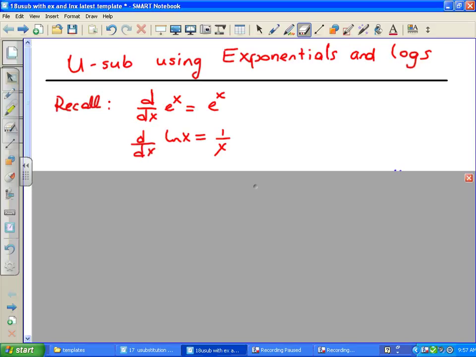But the main rules I want you to remember are the derivative of e to the x is e to the x, and the derivative of ln x is 1 over x. These were the principal rules, and everything else was a chain rule, basically. Okay. So today we're going to do integration.